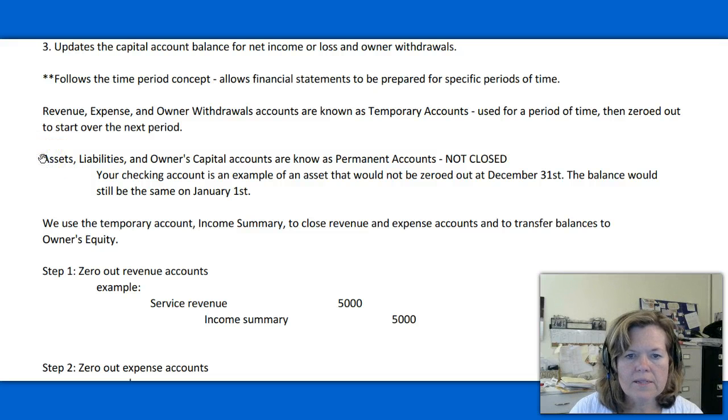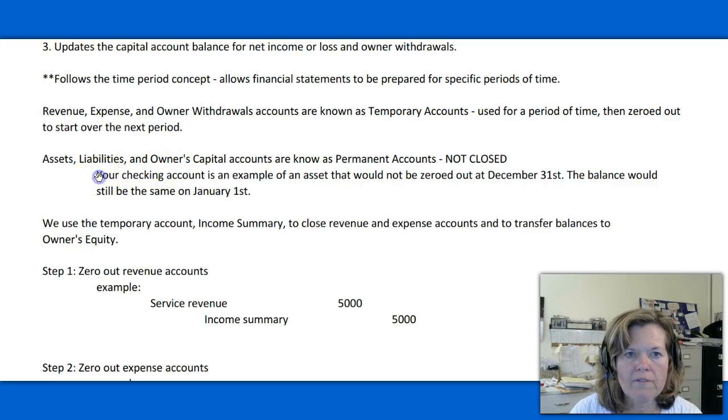Conversely, assets, liabilities, and owner's capital accounts are known as permanent accounts. They are not closed. So we do not zero those out. In the closing process, you should not have any assets or liabilities that are closed out. You will have owner's capital accounts listed in the closing entries because you're closing temporary accounts to the owner's capital account, but you're not zeroing out that owner's capital balance.